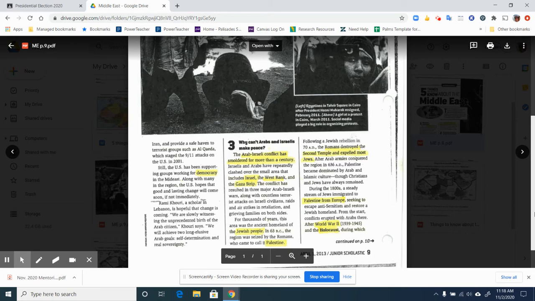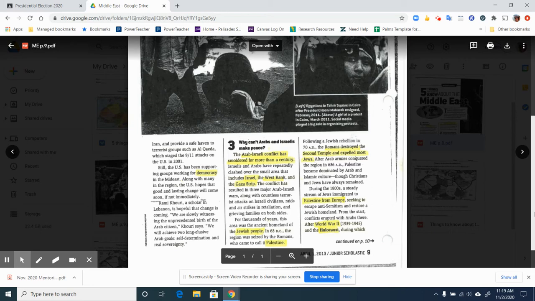Still, the U.S. has been supporting groups working for democracy in the Middle East. Along with many in the region, the U.S. hopes that good and lasting change will come soon, if not immediately. Rami Khouri, a scholar in Lebanon, is hopeful that change is coming. Quote, "We are slowly witnessing the unprecedented birth of the Arab citizen," Khouri says. "We will achieve 2 long elusive Arab goals: self-determination and real sovereignty."